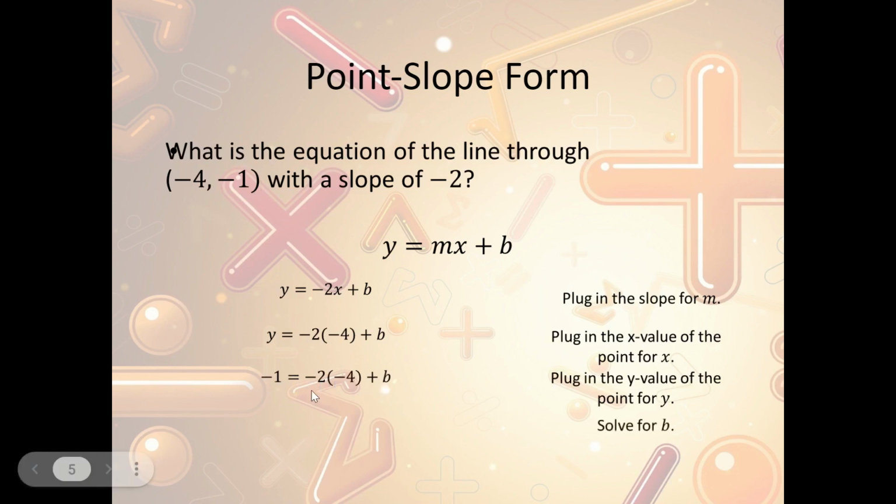Now we just solve for b. Well, negative 2 times negative 4 is positive 8. So that's negative 1 is equal to 8 plus b. We're going to get rid of this 8 by subtracting. So we subtract 8 from both sides. And we get negative 1 minus 8 is negative 9. That's equal to b. Now we plug this back into our y equals mx plus b form. Y equals negative 2x. And then our b is negative 9, so it's minus 9.